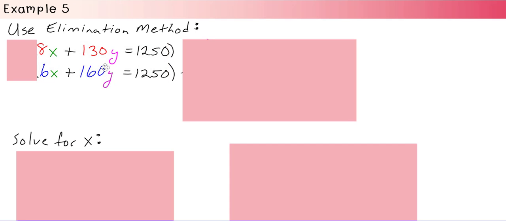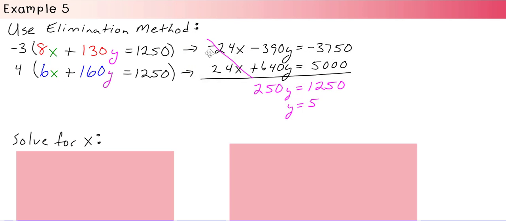Okay, so this time we're going to use the elimination method. So we're going to take our two equations and stack them. And when we use the elimination method, remember, we want either the x values to be the same or we want the y values to be the same. Well, in this case, I figured it's easier to make the x's the same. So I know 8 and 6 both go into 24. So I'm going to multiply the top equation, everything in it, by -3. So that way when we add it together, it's going to cancel out. And on the bottom equation, I'm going to multiply it times 4 to get 24. So we end up with -24x minus 390y equals -3,750.